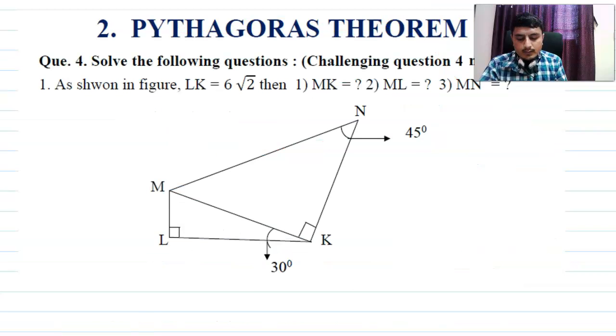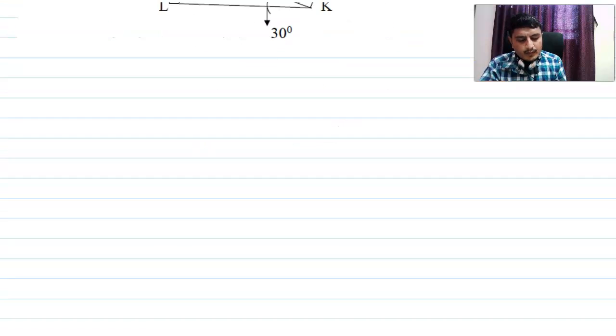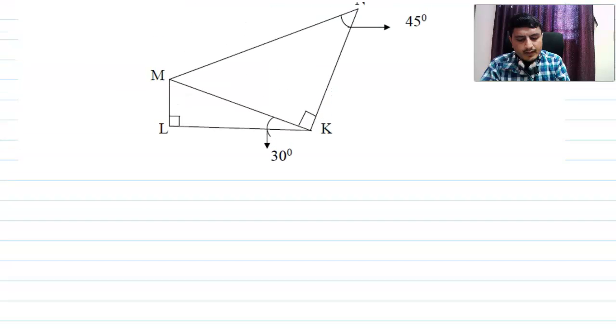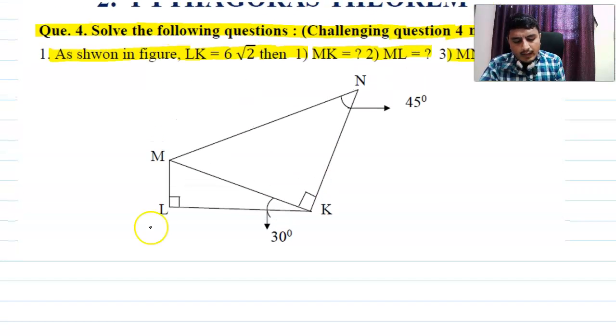Look at now question number 4. We have to solve the following challenging questions, 4 marks each. As shown in the figure, LK equals 6 times root 2, then MK equals to, ML equals to and MN equals to. That means here we have to evaluate MK, next ML, next MN. So what shall we do? Look at first the given data. We are given here LK equals 6 times root 2.